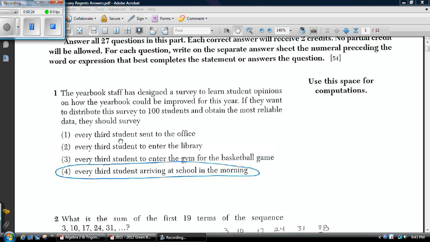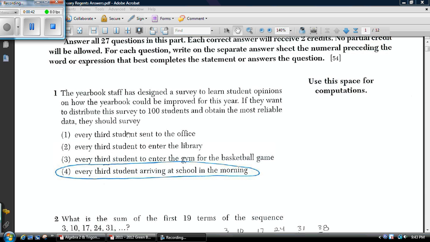Well, every third student sent to the office, no, that's not random. Every third student entered the library, no. Every third student to enter the gym for the basketball game, no. Every third student arriving at school this morning. Yeah, you want these. This is going to be a random sampling.